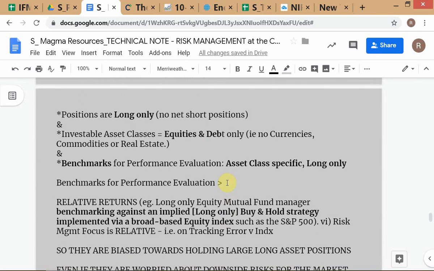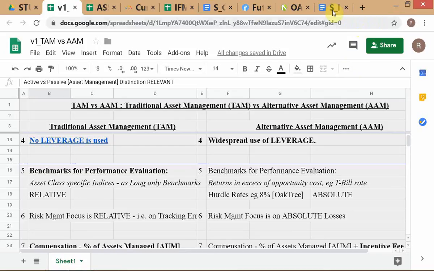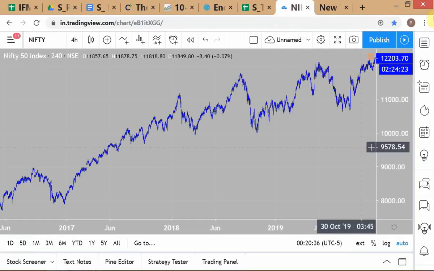Now if you're long only, then what happens is, think of a TAM manager. A TAM manager is a long only manager. He's being evaluated against the index. So if the index is going up, he may have a slightly negative view on the market, but he doesn't want to surrender his long position in case the market shoots up.